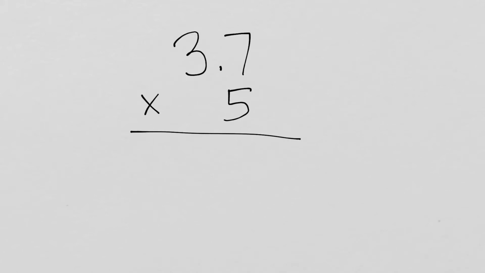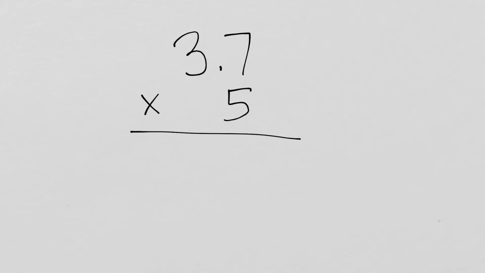3.7 times 5. I'm going to treat it like it is 37 times 5, right? I don't line them up by place value, I just put the digits underneath each other, like the 5 would go under the 7. If I lined up place value in the original question, that 5 would be under the 3. So I'm not doing that. I'm going to treat it like it's 37 times 5, okay?